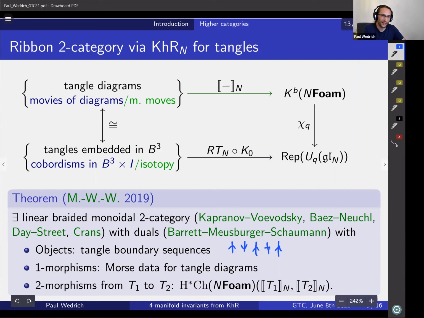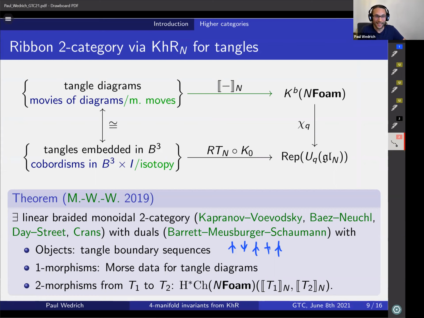And I want to be careful. So I say you just remember the Morse data. You don't actually remember the tangle diagram. And then let's ask what the space of 2-morphisms between 2 tangle diagrams T1 and T2 is. Well, it's exactly the space of morphisms between the bracket invariants of the tangles T1 and T2. So this functor sends a tangle diagram to a complex, and I can look at the chain complex of all graded homs up to homotopy between these complexes. And that's somehow what the space of 2-morphisms in this category is.